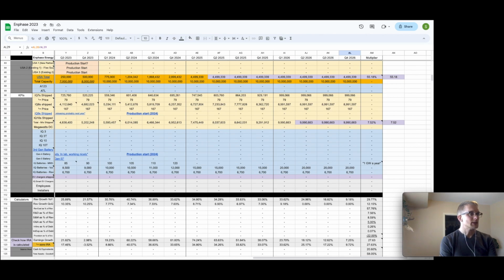So that, my friends, is my evaluation process for Enphase. I know it's not the most bullish out there, but I think it's probably one of the most rational or realistic.